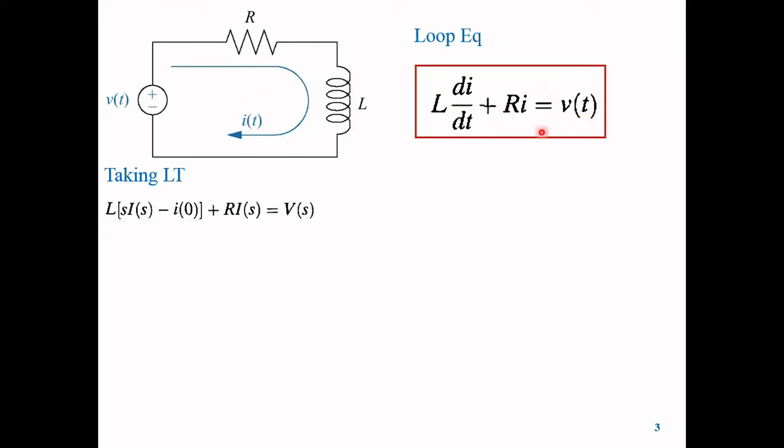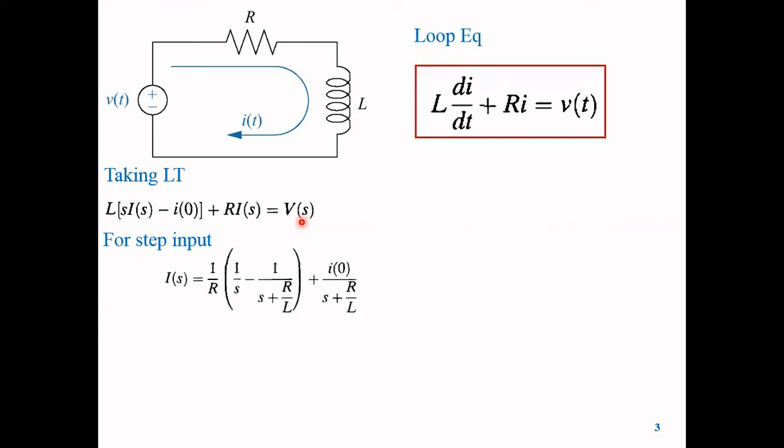Let's solve this using the first technique, the classical technique, by using the Laplace transform. The derivative of this current will be equal to s I(s) minus the initial current, plus R I(s) will be equal to the input voltage V(s). If we have a unit step input, 1 over s, we want to find the current.